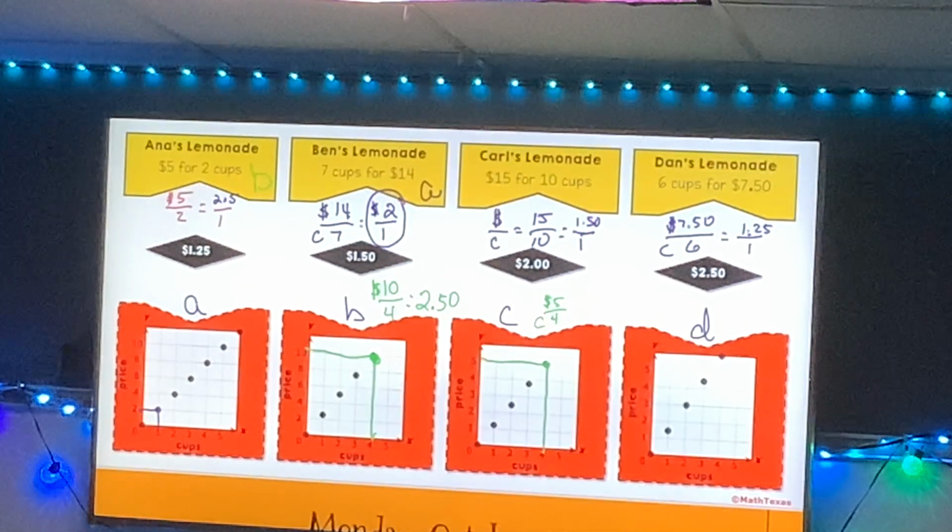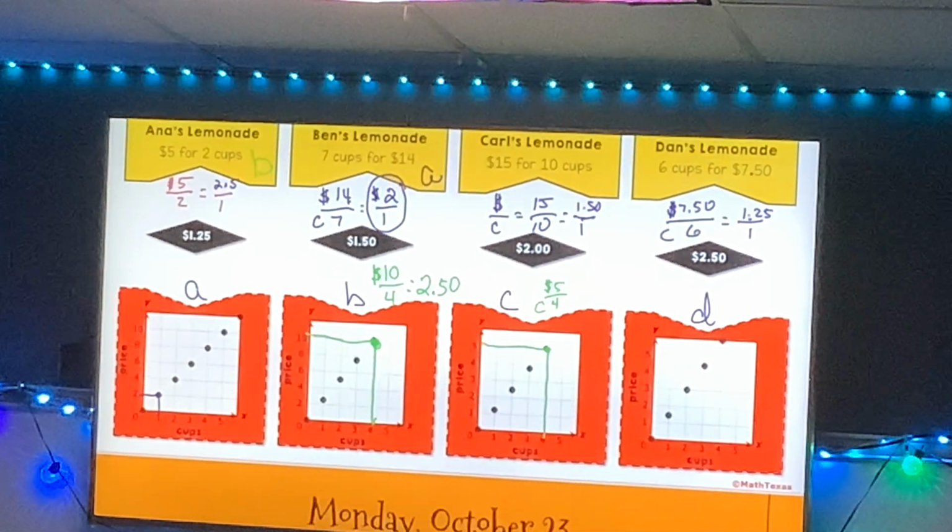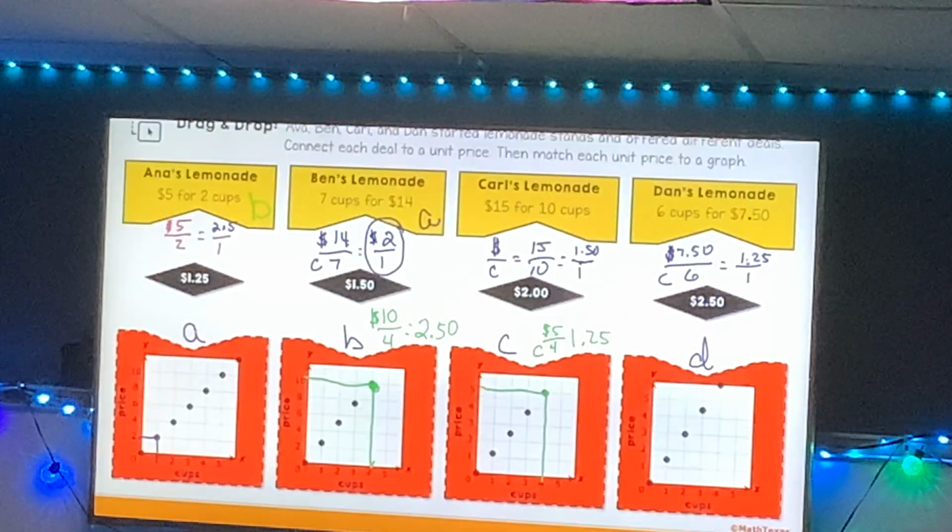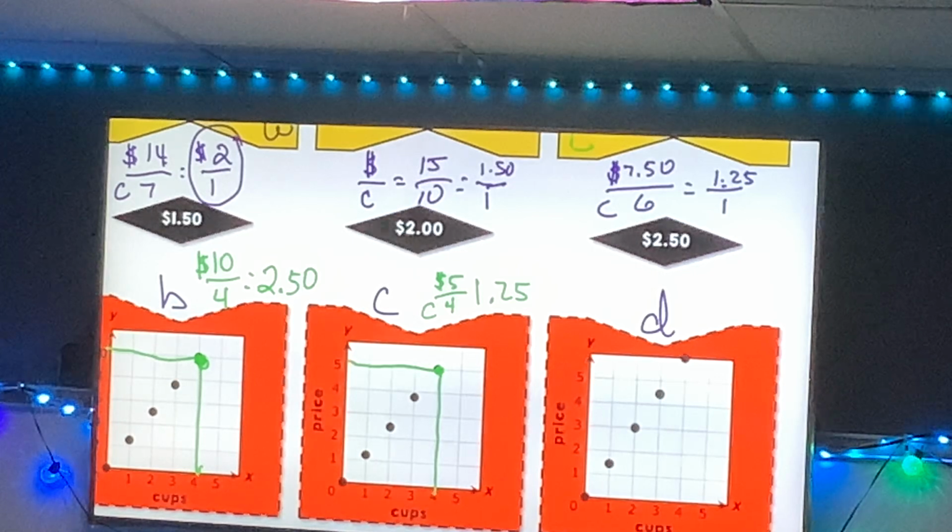So what is 5 divided by 4? 1.25. So whose graph is that? Dan's. So hopefully Carl's is the last one or we've made a mistake. Okay, Carl has more than 1 pretty point, but let's go right here.